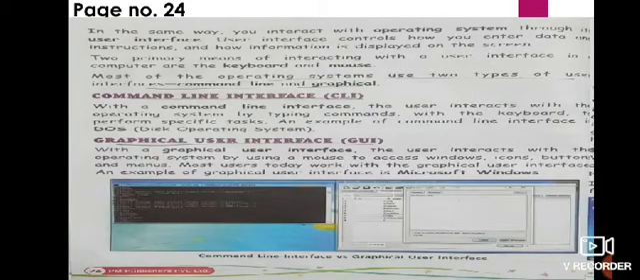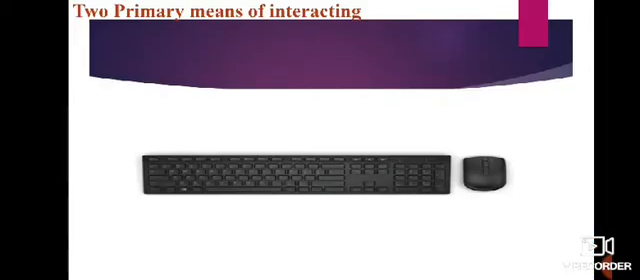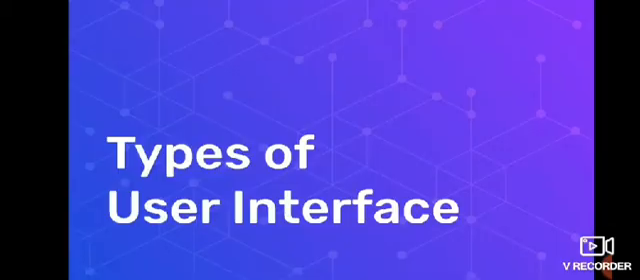Okay, now on page number 24. Now children, there are two primary means with which we can interact with the user interface in a computer. They are keyboard and mouse. Okay. Now types of interface. Now, how many types of user interface are there? So, mainly there are two types of user interface, command line interface and graphical user interface. Command line interface is also known as CLI and graphical user interface, the name of your chapter, is GUI.